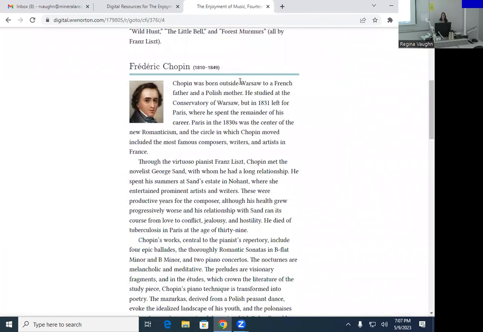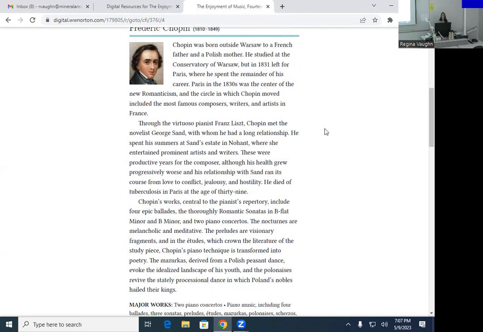Chopin was born outside Warsaw. His father was French and his mother was Polish, and he studied at the Conservatory of Warsaw, but in 1831 he moved to Paris and he lived there for the rest of his career. Paris in the 1830s was the epicenter of the new Romantic movement, and the circle in which Chopin found himself included the most famous composers, writers, and artists in France.